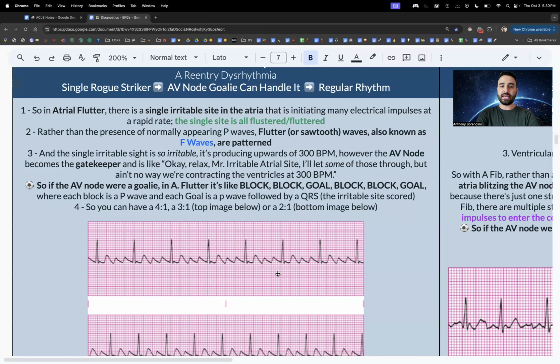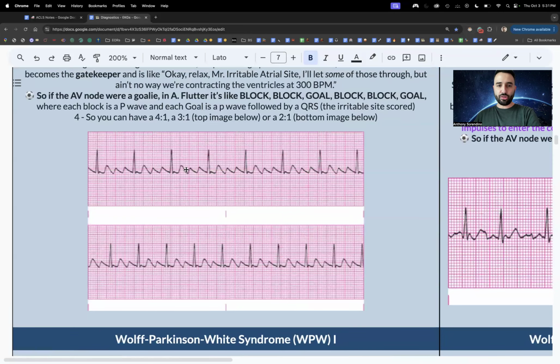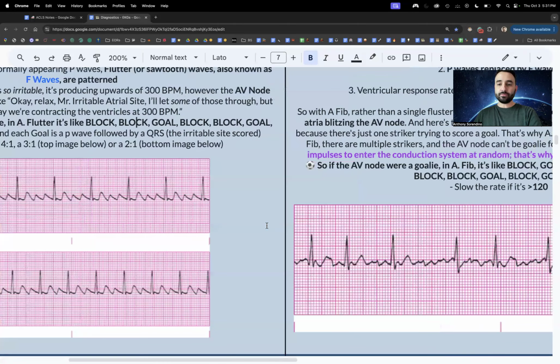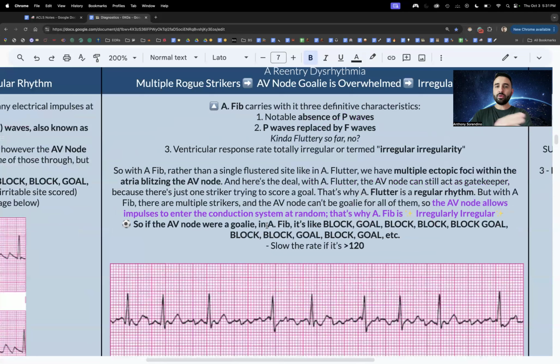However, the AV node becomes the gatekeeper. It's doing its job and it's like, okay, relax. I'll let some of these through, but there's no way we're contracting the ventricles at 300 beats per minute. So if the AV node were a goalie in A flutter, it's like block, block, goal, block, block, goal. Block, block would be each non-conductive P wave, and goal would be, okay, P wave, and then we let the QRS through. This is technically 3-to-1, and this is 2-to-1. So just look at how many bumps you have and call that 3-to-1 or 2-to-1. If that gets out of control, then we move on to AFib.